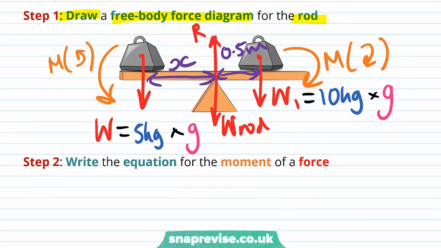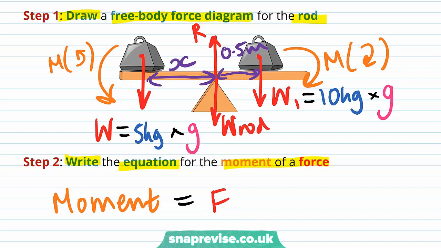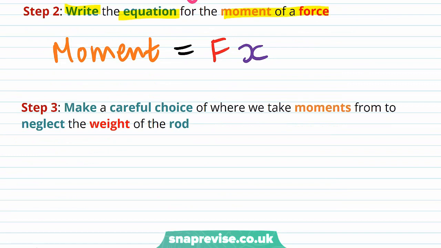So now our next step is to write the equation for the moment of a force. We know that a moment of a force is going to be equal to that force multiplied by the perpendicular distance of the line of action of that force from the point at which we're taking moments about. Now our third step is to make a careful choice of where we take moments from to neglect the weight of the rod, because we don't actually know what the weight of the rod is. So we don't want to be doing any calculations that involve this quantity.